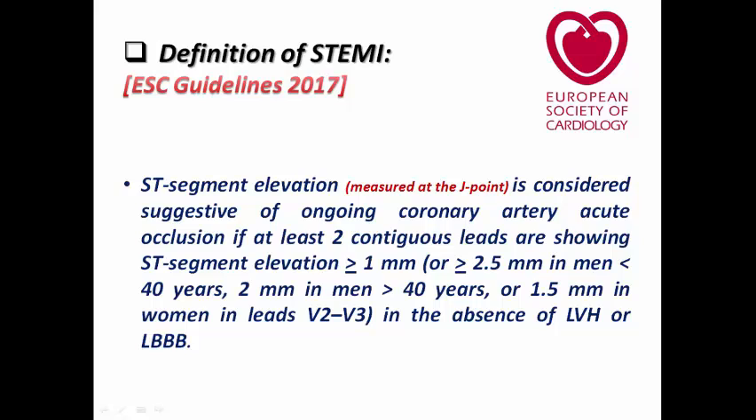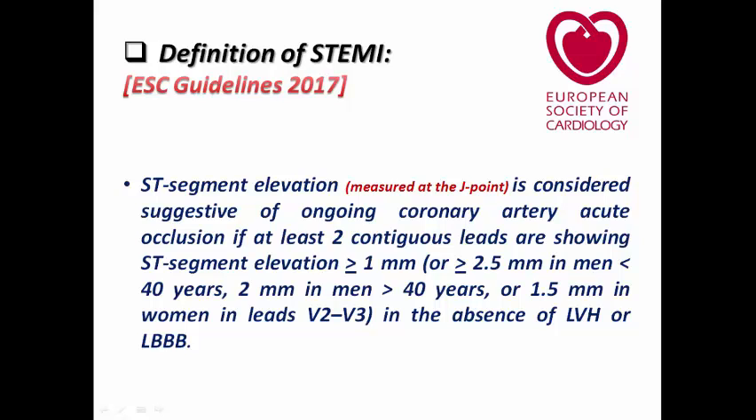We need to remind ourselves of the definition of STEMI according to the ACC guidelines of 2017, and when we consider ST elevation to be suggestive of coronary artery occlusion. According to these guidelines, the ST elevation measured at the J point is considered to be suggestive of ongoing coronary artery occlusion if at least two contiguous leads are showing ST elevation of more than or equal to 1 mm in all ECG leads, except in V2 and V3, in which the cutoff point is different, because sometimes it's accepted to see some early repolarization pattern in these two leads per se.